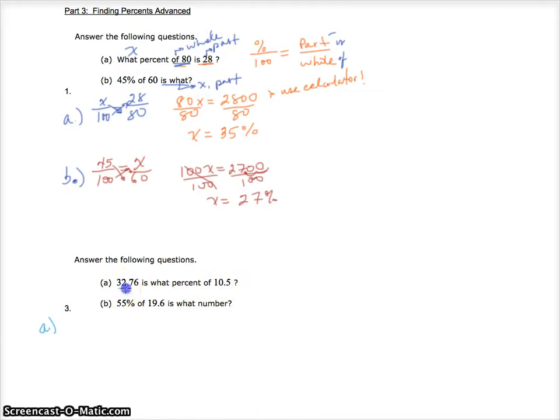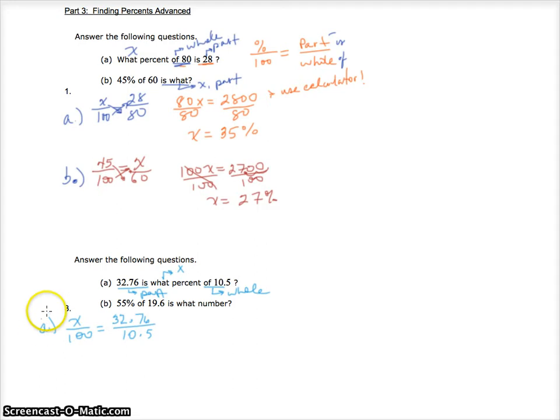So here's my part. Here's my whole because of "is" and "of." And then what percent is my x? So I'm going to have x over 100 equals my part over my whole, 32.76 over 10.5.